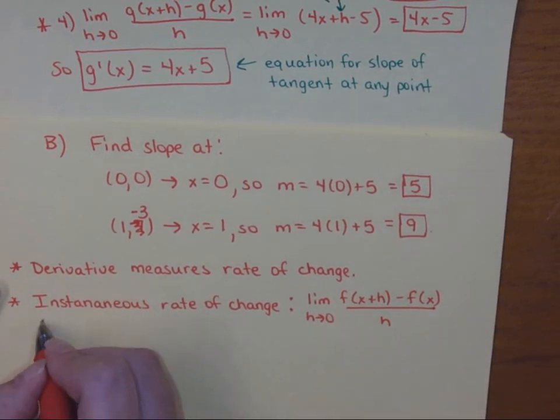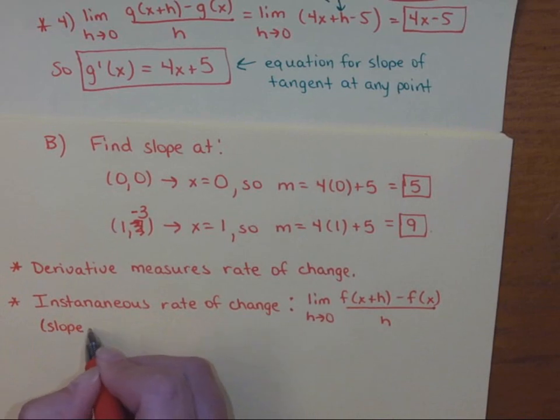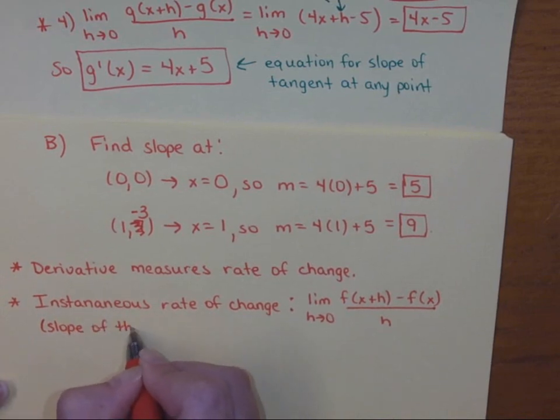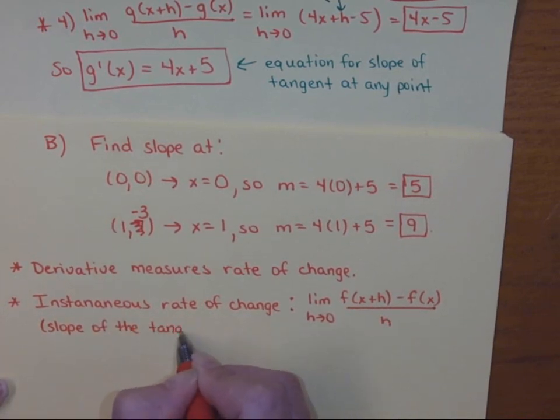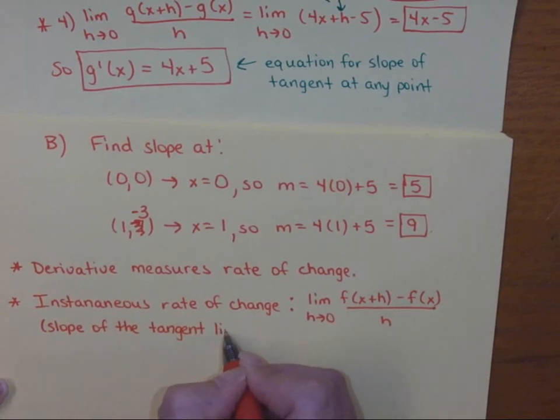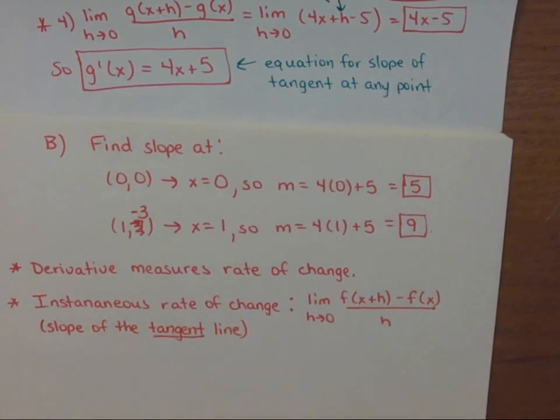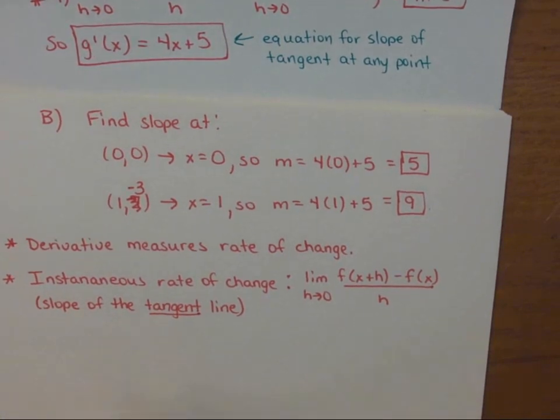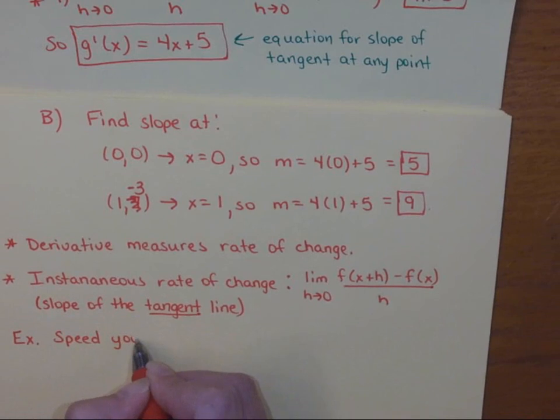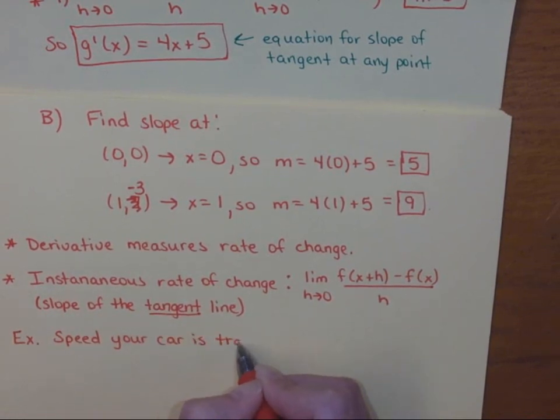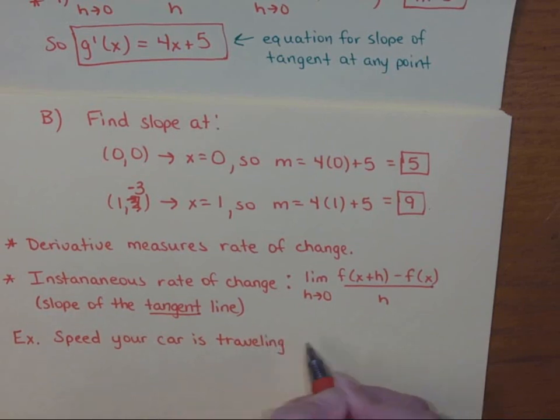Okay, so the instantaneous rate of change is talking about, again, the slope of the tangent line. So what's the slope of that line that hits the graph only once at a specific point? But let's talk about a real life example of instantaneous rate of change. If you look down at your speedometer at any given time, your speed, the second you check your speedometer, is your instantaneous rate of change. So it's the speed your car is traveling at a given time.